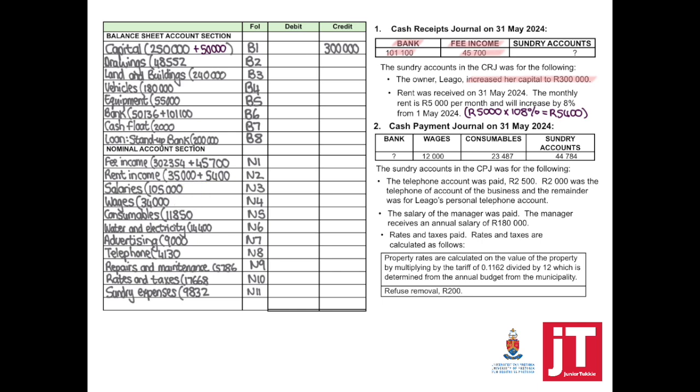That's why we need to plus 5,400. Now we can go on to the cash payment journal on 31 May. It says the first one, bank, and now a question mark. It's not a mistake. It means we need to solve this.